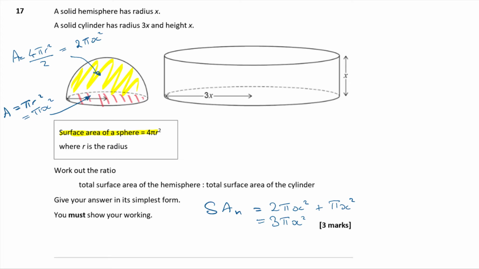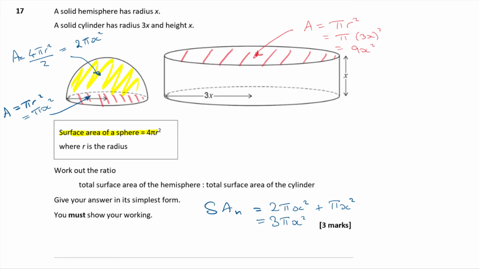Over to the cylinder. Cylinder has got 3 faces. It's got your 2 of the circular faces. So I've got this one at the top, and that matches with the one at the bottom. So for this one, it's going to be area equals pi r squared. Now this time the radius is 3x, so this one has an area of pi 3x squared. So don't forget you need to square the 3 and the x, so that's 9x squared, isn't it? Okay, so that's the area of the circle.